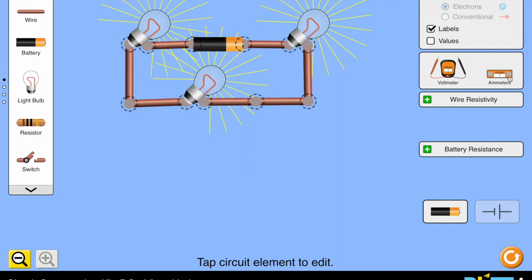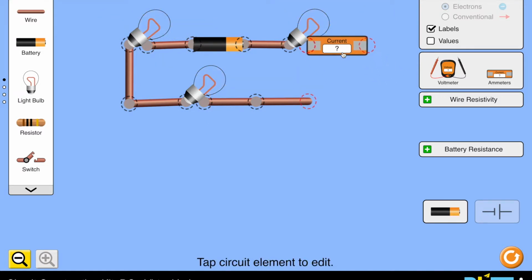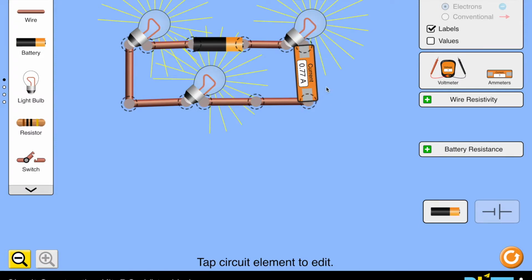As mentioned before, the total intensity of a series circuit is the same as the intensity at all points of the circuit. So I can just measure the intensity at any point. Let's do it here. We'll remove this wire, put this right here, and that says 0.77 amps. There you go. The total intensity of this circuit is 0.77 amps.